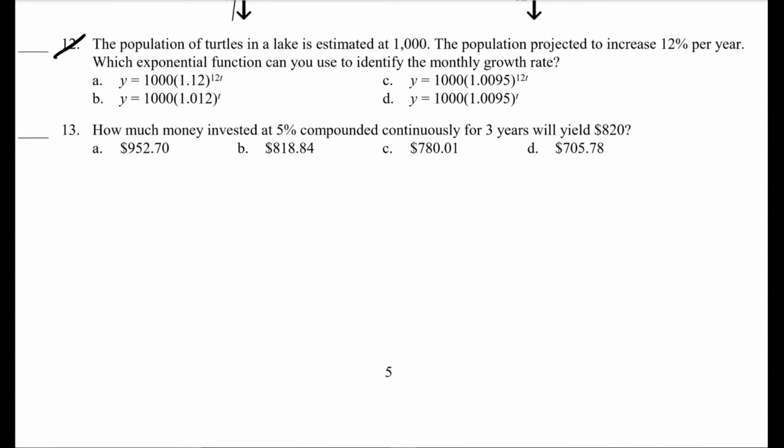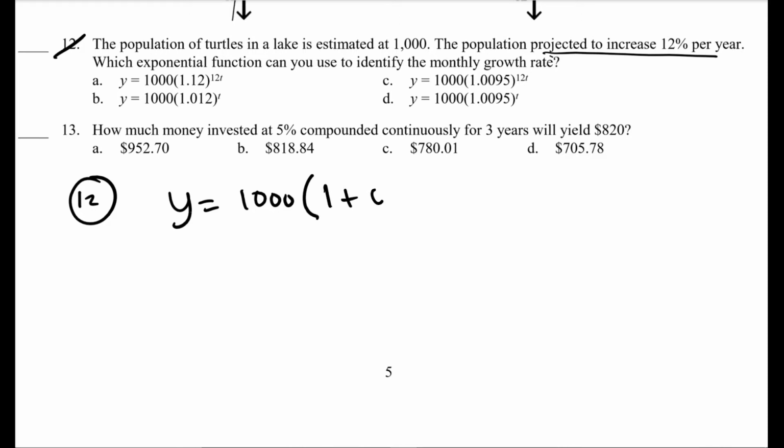So if we wanted to do number 12, the population of turtles in a lake is estimated at 1,000. The population is projected to increase 12% per year. So that means that our model is 1,000. It's increasing, so it's 1 plus 0.12 raised to the t power. Okay, so t is in years. Now 1 plus 0.12 is 1.12. So this is going to be 1.12 to the t power. So this is assuming that this is in years.